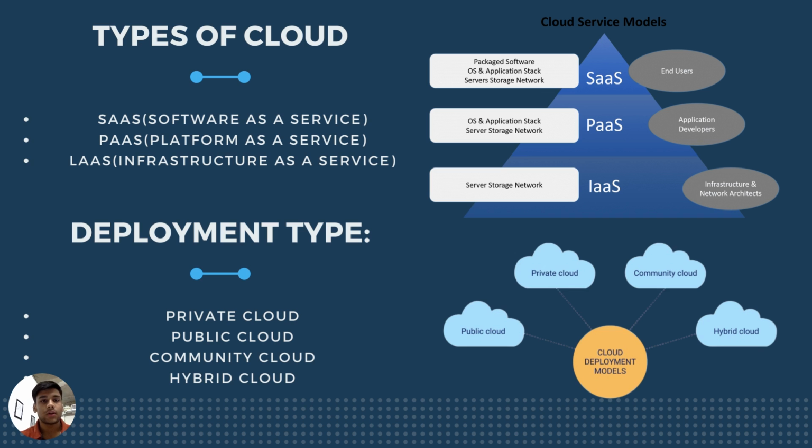There are three types of clouds: software as a service, platform as a service, and infrastructure as a service. So let's know about what is software as a service. Software as a service is a software licensing and delivery model in which software is licensed on a subscription basis and is centrally hosted. SaaS is also known as on-demand software and web-hosted software.